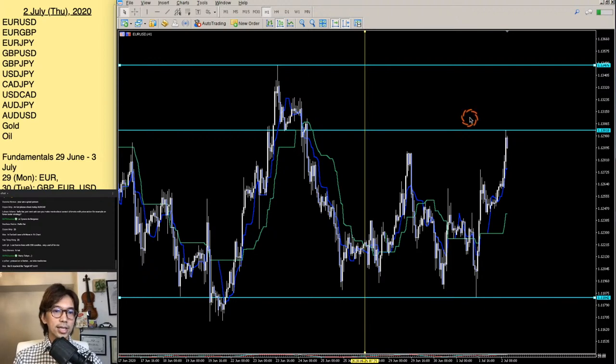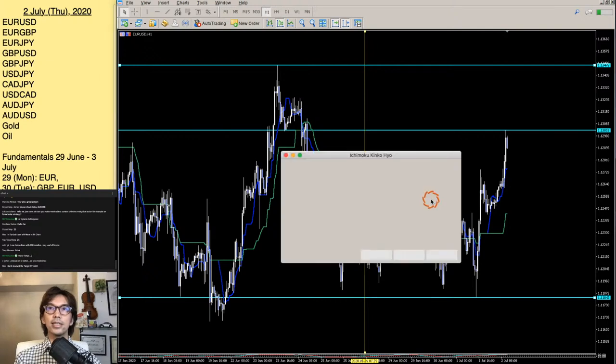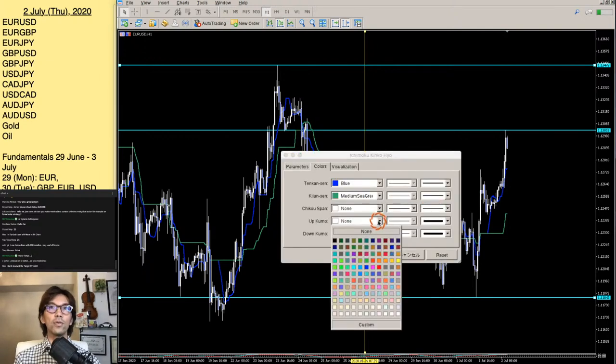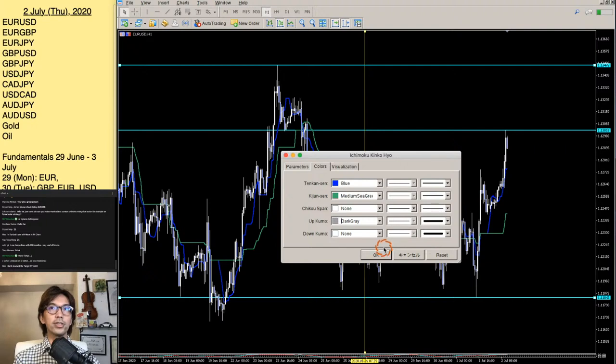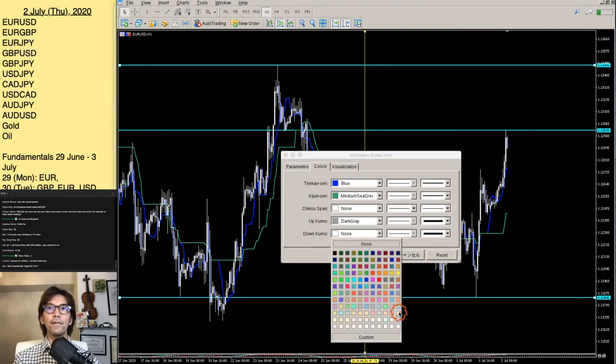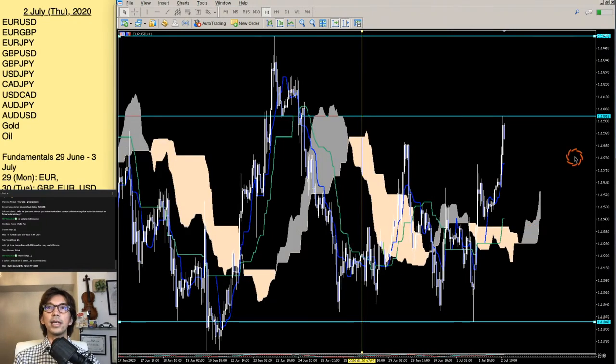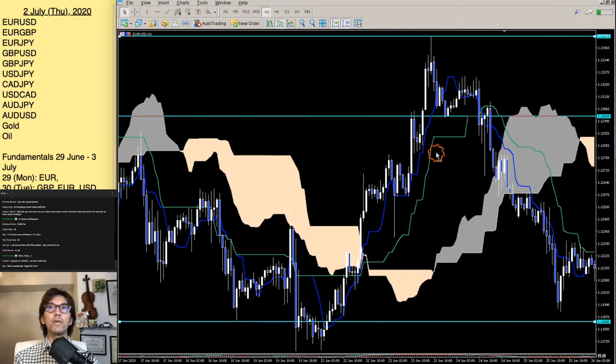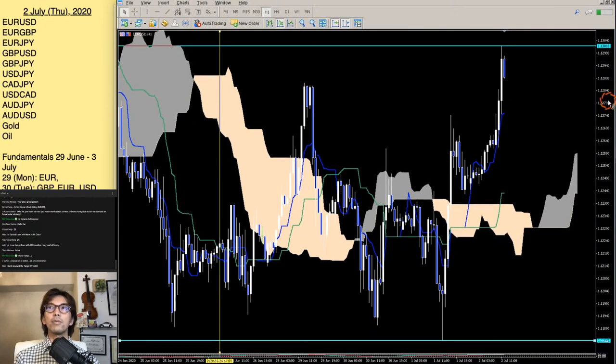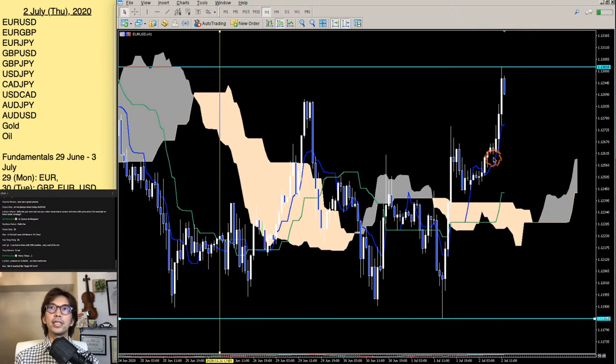And let me add the Kumo to this chart. You will find more information here. If I add the Kumo like this, then you know that currently the Kumo is moving up. Right, currently the Kumo is moving up. And Senkou Span B is going flat, but Senkou Span A is going upwards now.